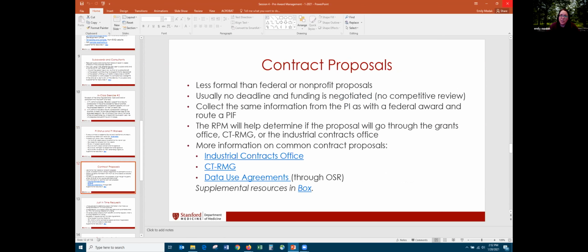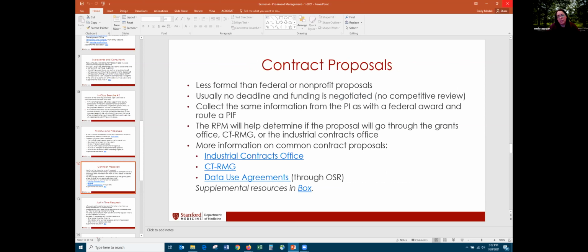Contract proposals, these are a little bit different. They're less formal than federal and nonprofits. They often don't have a deadline and the funding is not negotiated. There's no competitive review. It's not like a peer review panel scores it and determines who's going to make the funding threshold or not.